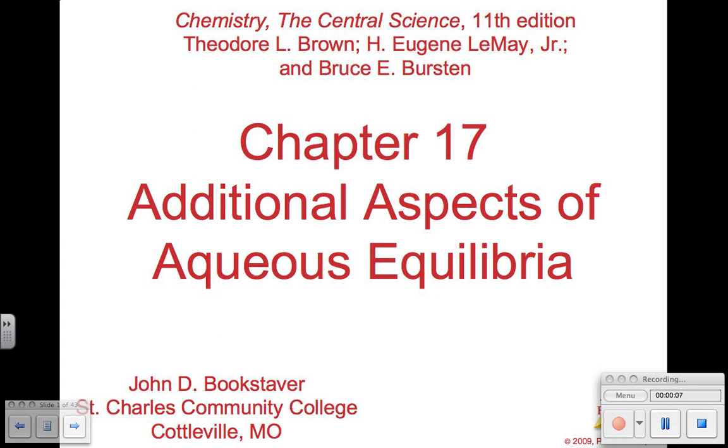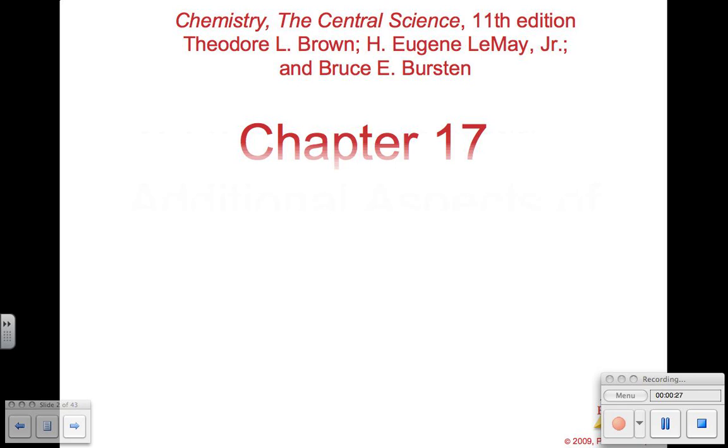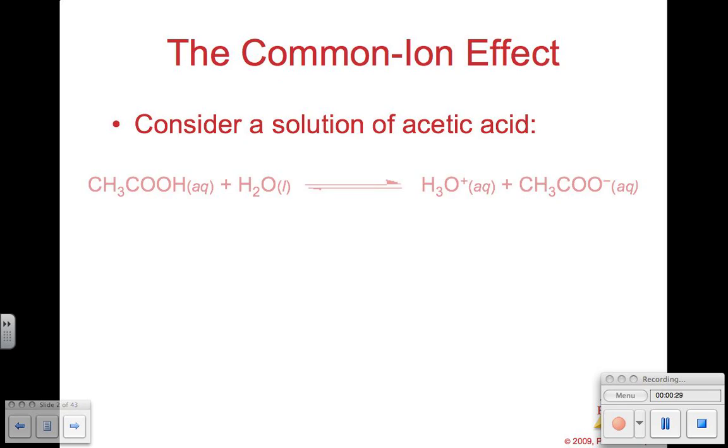Okay, we are now moving into chapter 17. We've got 3 chapters left for the course, and we're kind of headed on target to finish right before spring break. Well, chapter 17 is just an expansion of looking at equilibrium and other applications where they kind of show up. So the first concept we're going to look at is this idea of the common ion effect.